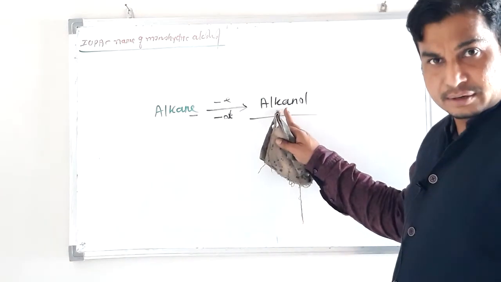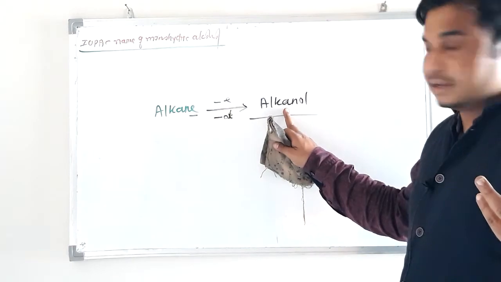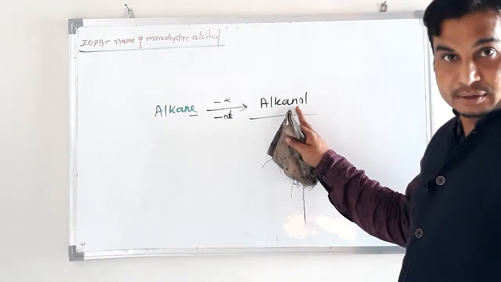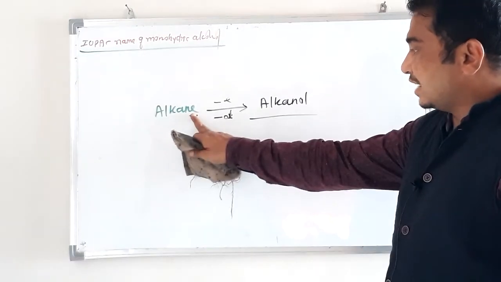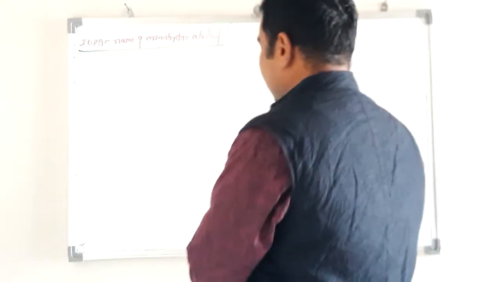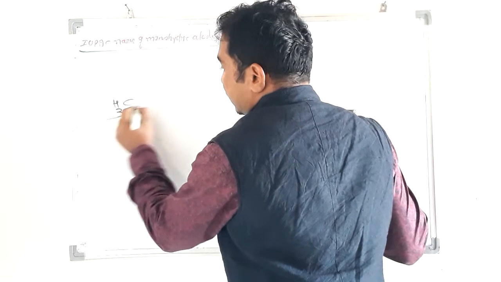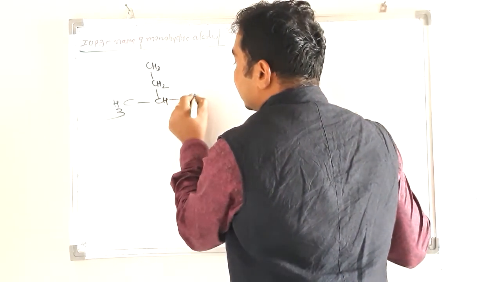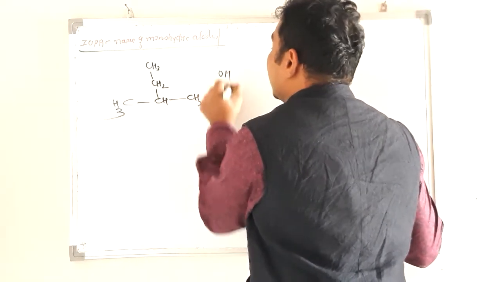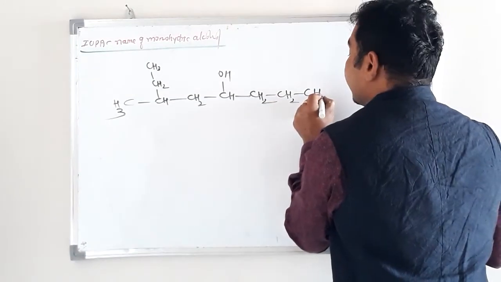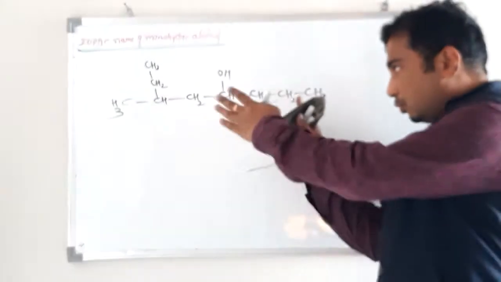Like haloalkane is the IUPAC parent name of alkyl halide, similarly the IUPAC name or parent name of monohydric alcohol is alkanol. Very simple, remove the last E and add OL. For example, the remaining rules are the same. CH3, CH, CH2, CH3, CH2, CH, OH, CH2, CH2, CH3. Now we have to give the IUPAC name for this monohydric alcohol.